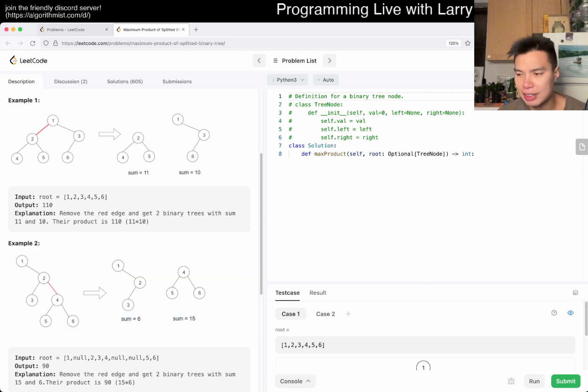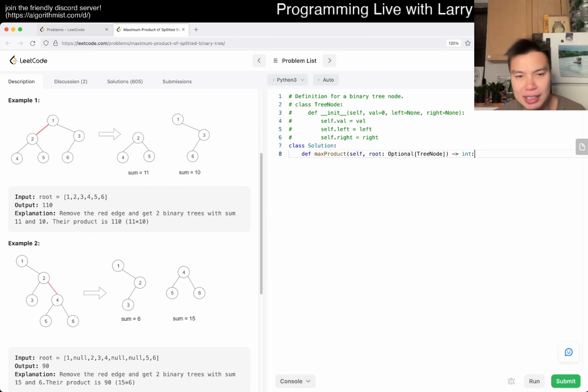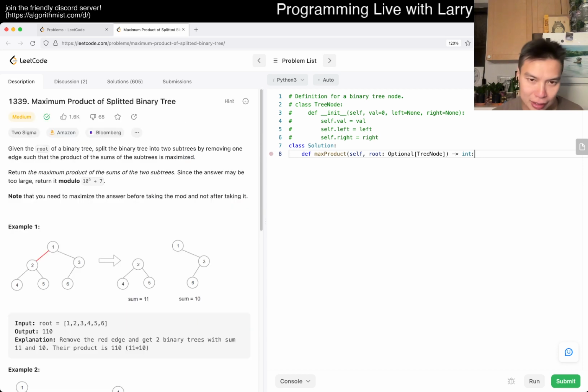Let's say one of the trees is A, and the other tree is B, and you're trying to find A times B, right? What you can do instead is say find C, which is the entire tree. So then it becomes A and C minus A. That's probably the way that I would think about it in terms of the tree, so let's try to do that.